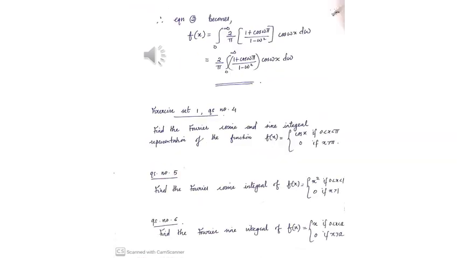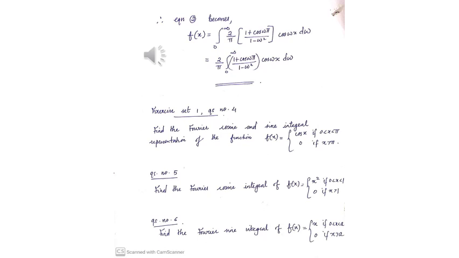Now after getting A of omega, you can put it in equation number 2. That is, f of x is equal to integral 0 to infinity of 2 by pi, 1 plus cos omega pi divided by 1 minus omega square into cos omega x d omega. Write the constant part outside the integral. Then the final answer is 2 by pi integral 0 to infinity of 1 plus cos omega pi divided by 1 minus omega square cos omega x d omega. This is the final answer.